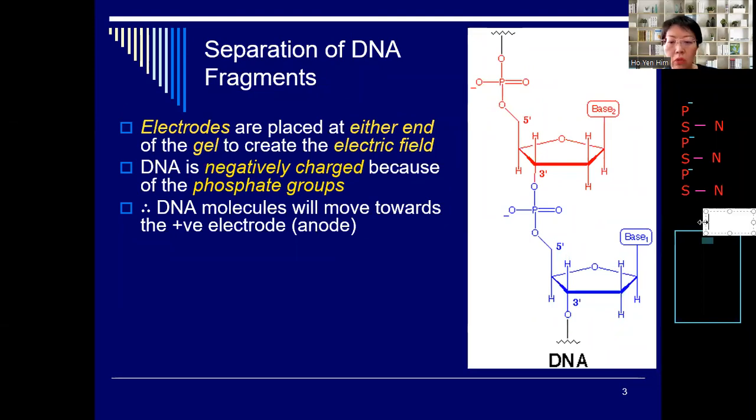So your negative electrode will be placed here and the positive electrode will be placed here, because the DNA is negatively charged. It will start to move away from this negative electrode towards the positive electrode. Where's my positive electrode? So this is the positive electrode. Okay, so here.